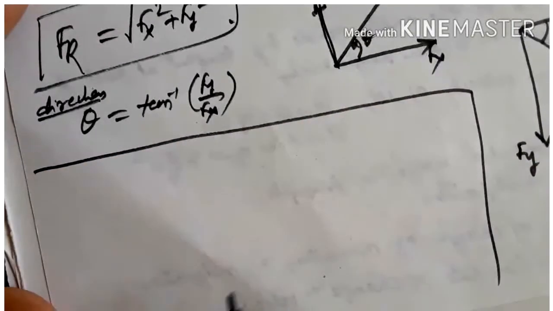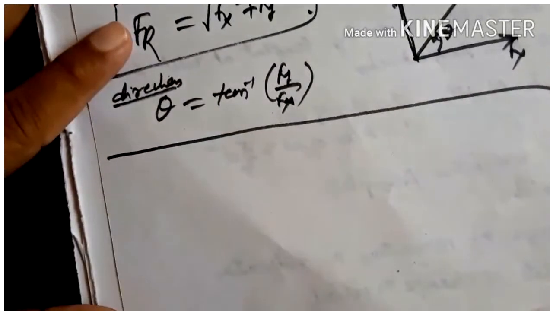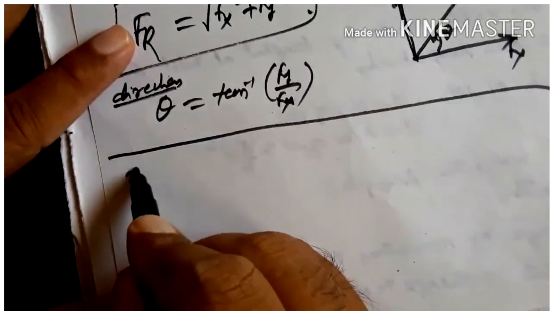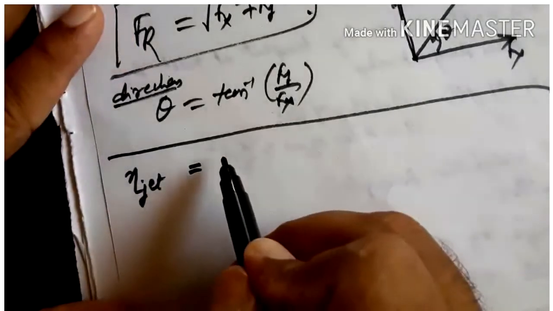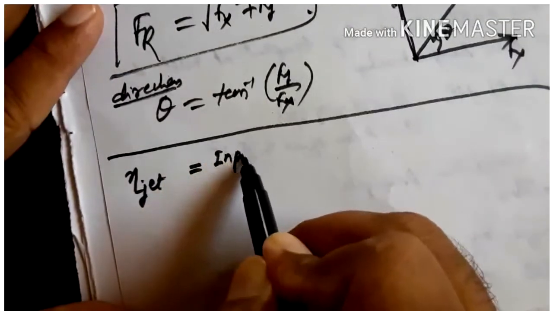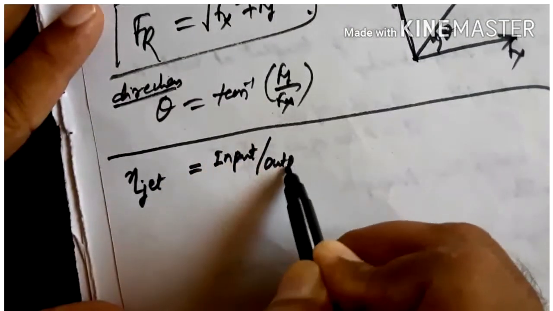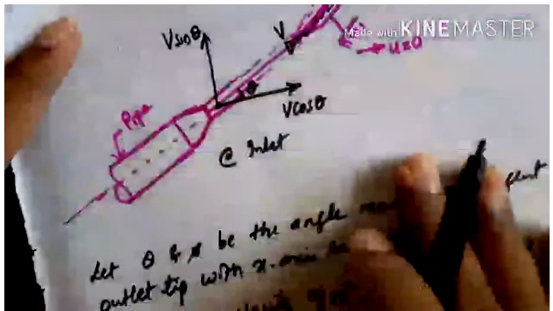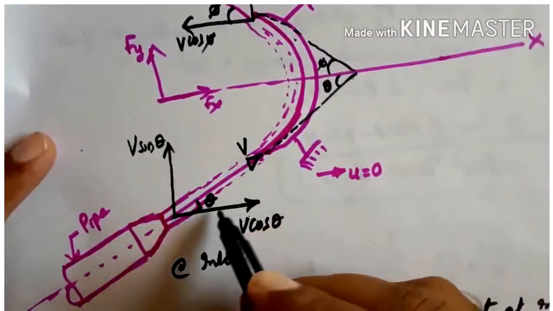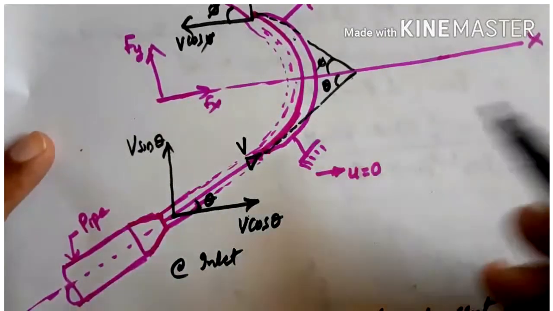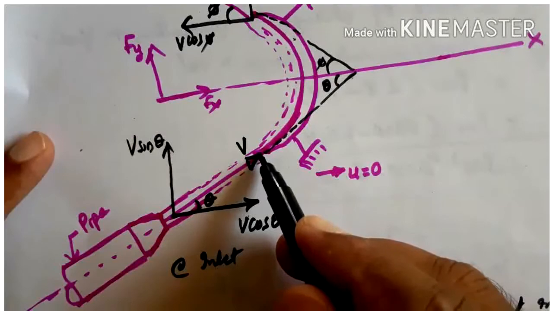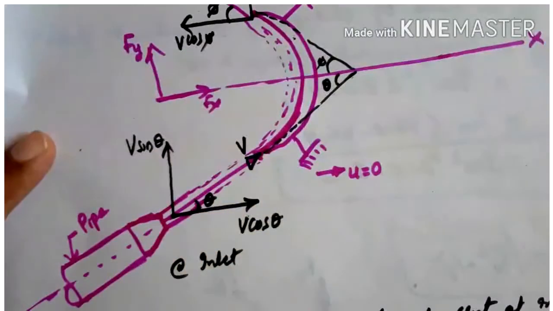Okay, then suppose they ask what is the efficiency of the jet. The efficiency of the jet formula is output divided by input. So what is the input here? We are giving the kinetic energy as input. So the kinetic energy of the jet will be the input and the output will be the work done.